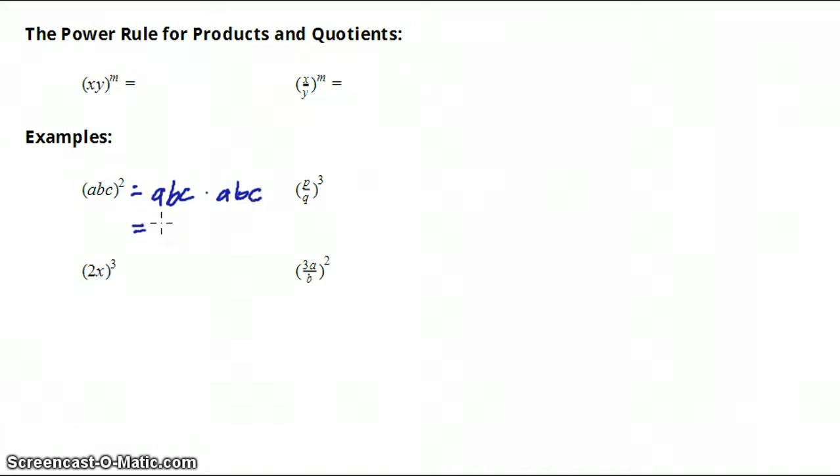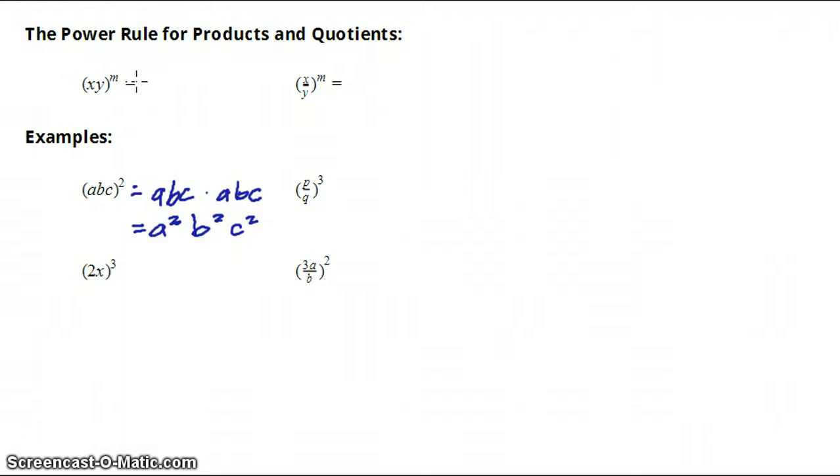Now, if I were to rearrange that and put these things back together, I've got A times A that I'm multiplying, so that can be rewritten as A squared. I have B times B, which of course can be rewritten as B squared, and then I have C times C, which can be rewritten as C squared. And so that's really what the power rule for products is going to say: when I have a product like A times B times C, I raise it to a power, I'm going to raise each individual factor in that product to that power and compute them separately.